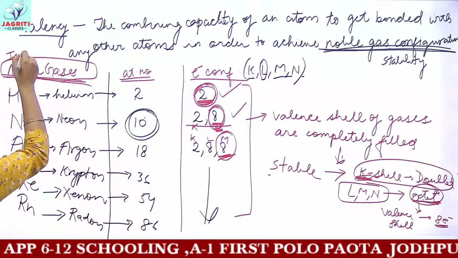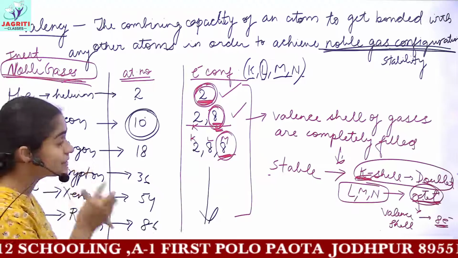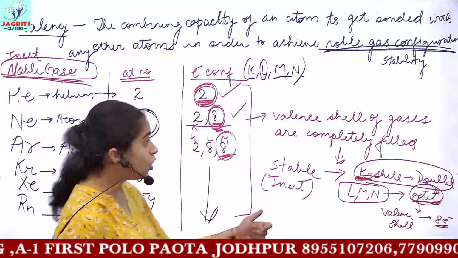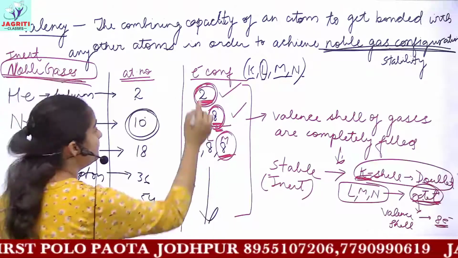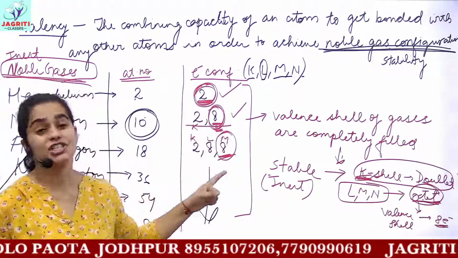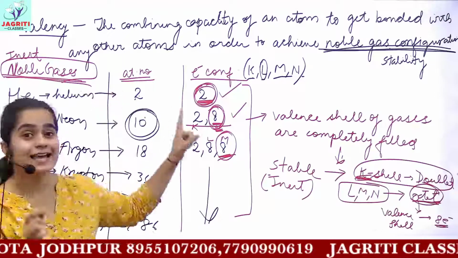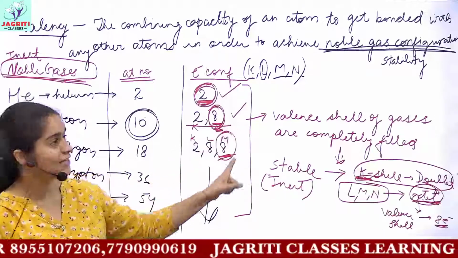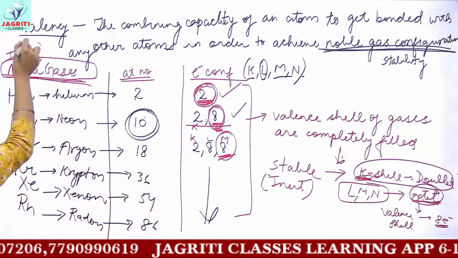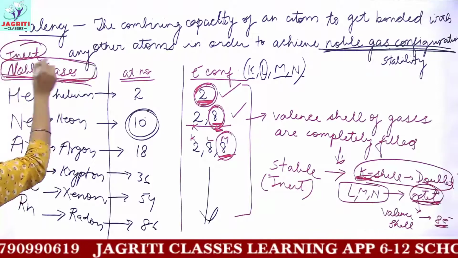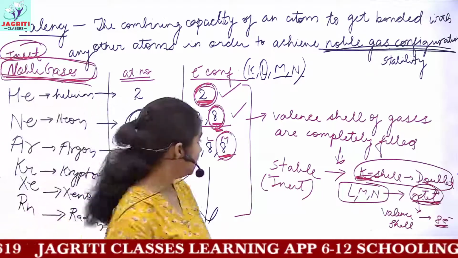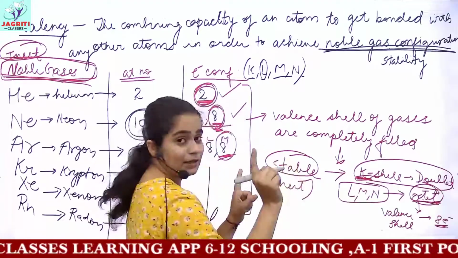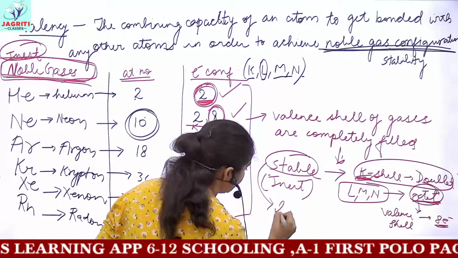And these are also called inert gases. Inert means stable. Stable is also called inert. So because these gases have a completely filled outermost shell, or you can say a complete octet in their outermost or valence shell, these are stable or inert, and therefore they are called noble gases. Okay? Because if these are stable, then they will be very less reactive.